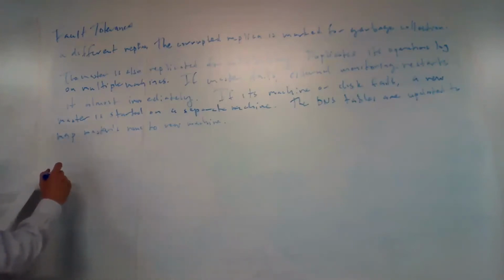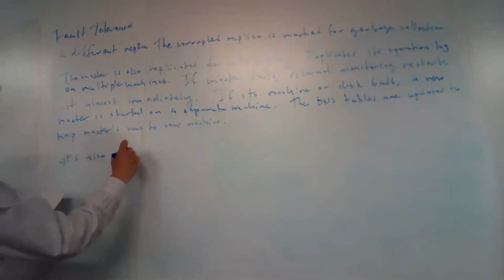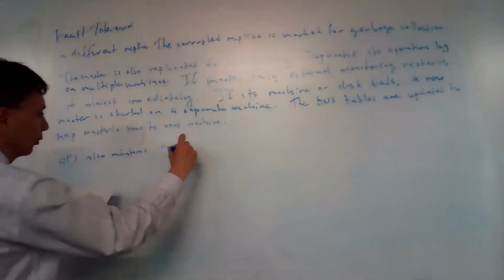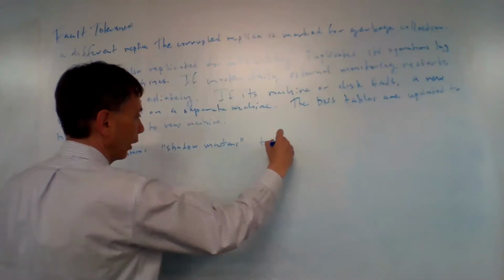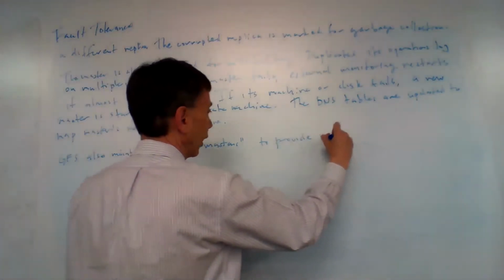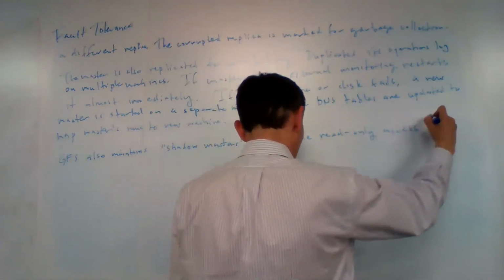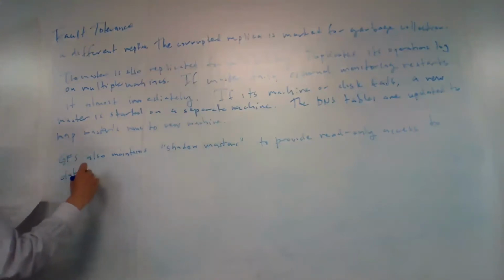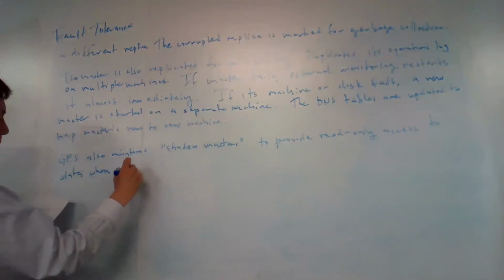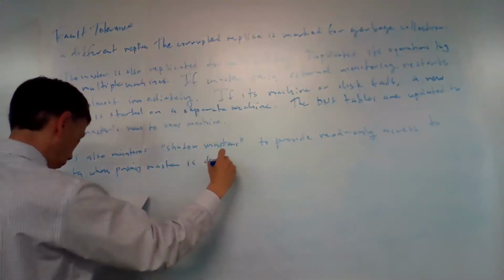Okay. And so GFS also maintains what's called shadow masters to provide read-only access to data when the primary master is down. Okay.